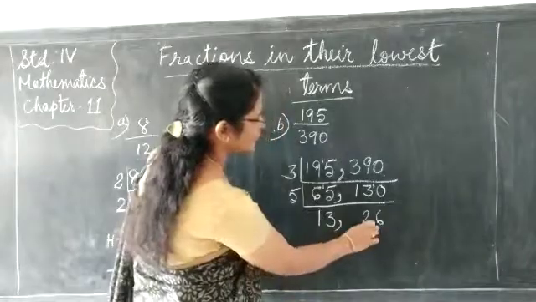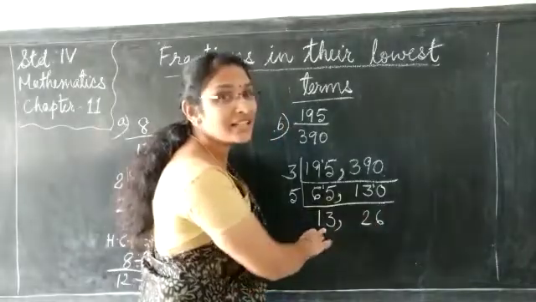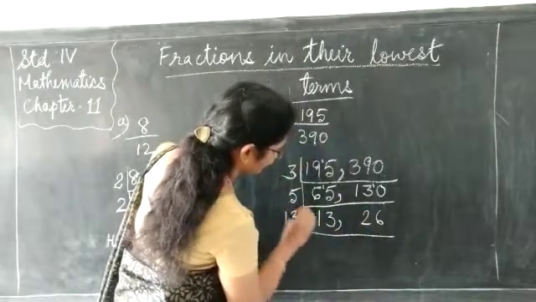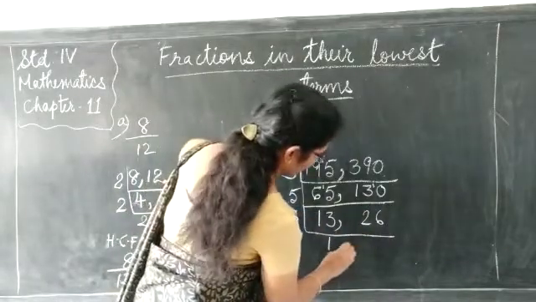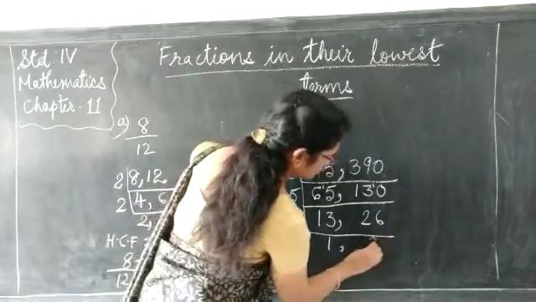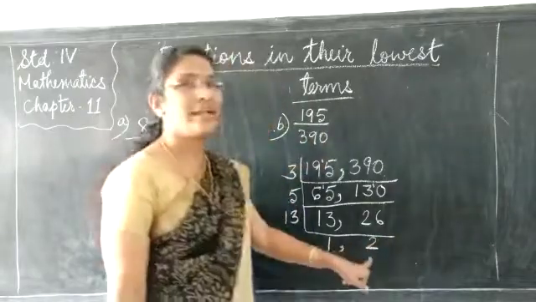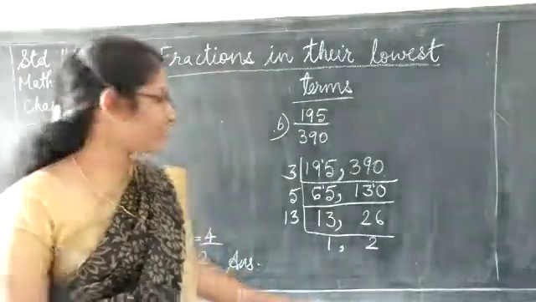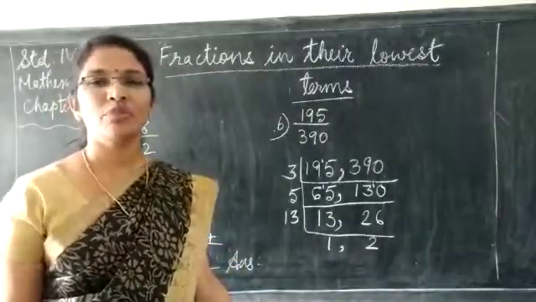Because 13 and 26: 13 1s are 13, 13 2s are 26. Now 1 and 2 are remaining. They don't have any common factors, so we cannot continue the process here.